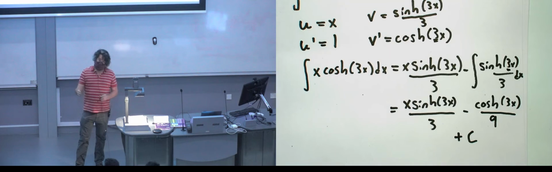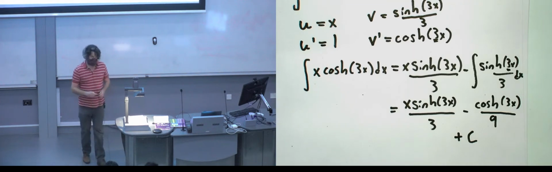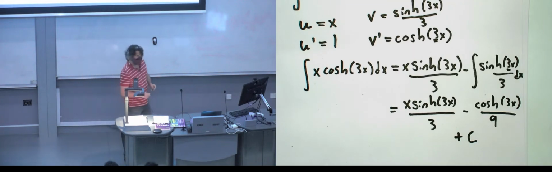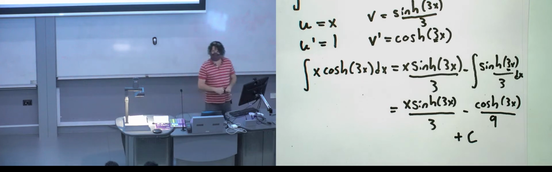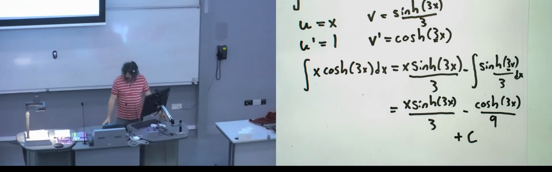Yes? No, so you're thinking of the regular sine and cosine, where the integral of sine is negative cosine, but the integral of hyperbolic sine is hyperbolic cosine, no negative sign. All right, continue.